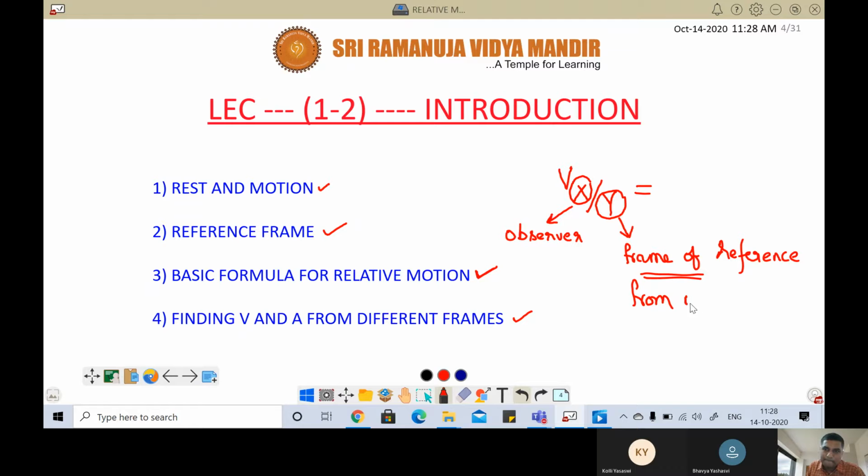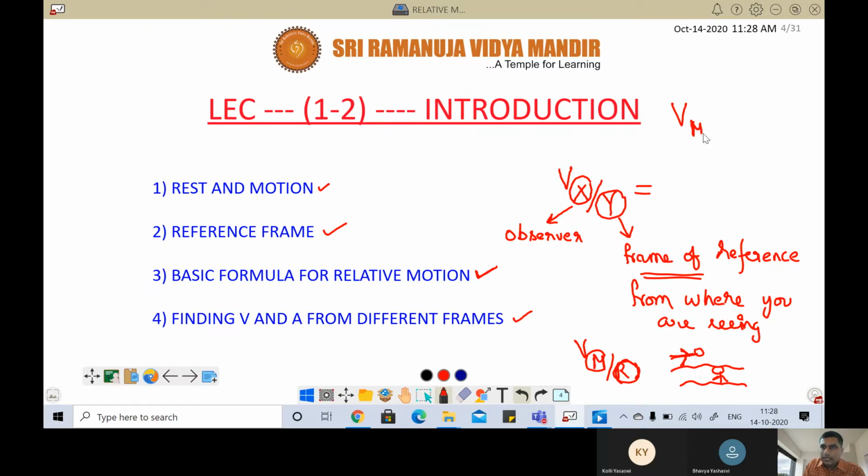That means you are standing and seeing. Suppose I give you velocity of man with respect to river, what does it mean? The man is the object observed, and the river is the frame of reference, from where you are seeing. That means you are standing on the river. Suppose the river is flowing like this and a man is swimming here, and you are standing on the river and observing this man. Are you understanding? So this notation is very, very important.